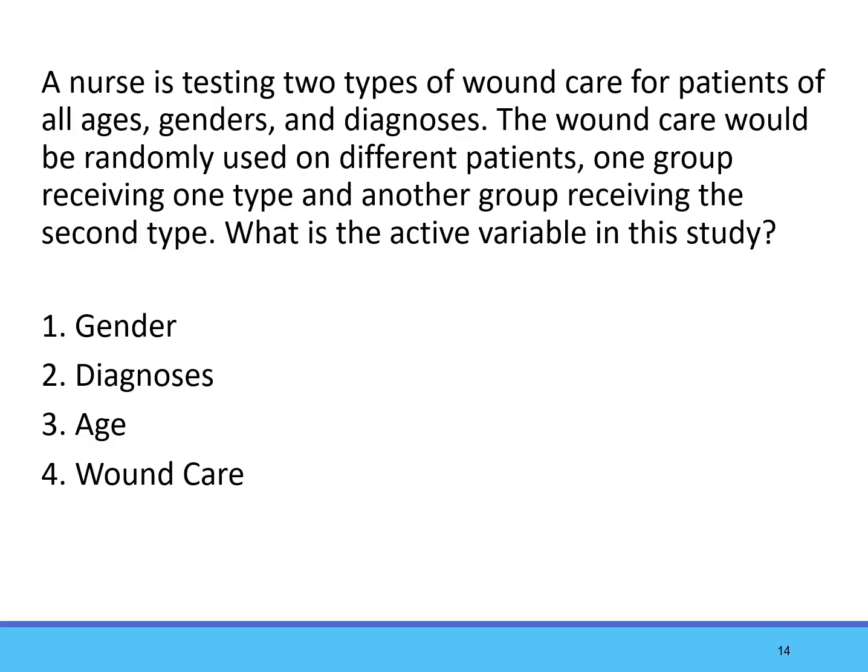A nurse is testing 2 types of wound care for patients of all ages, genders, and diagnoses. The wound care would be randomly used on different patients, with one group receiving one type and another group receiving a second type. What is the active variable? For this one, between gender, diagnosis, age, and wound care, the correct answer is wound care. The researcher will be attempting to manipulate an active variable in an attempt to determine whether this will have a desired effect on the outcome. The active variable in this case is the wound care.